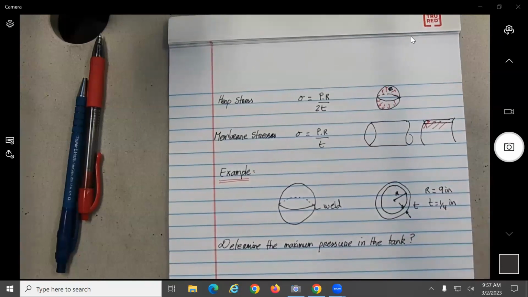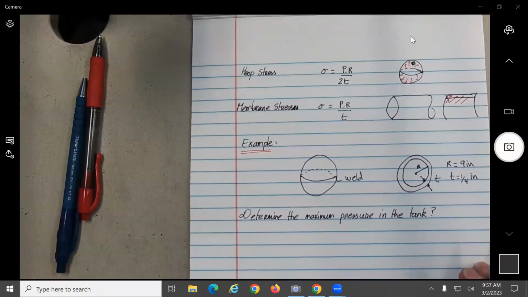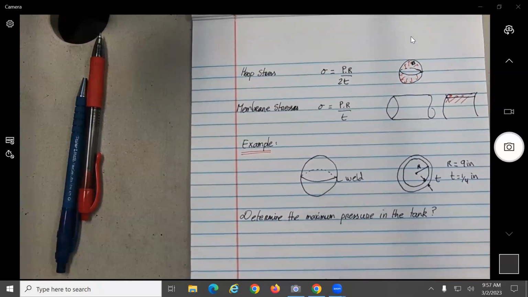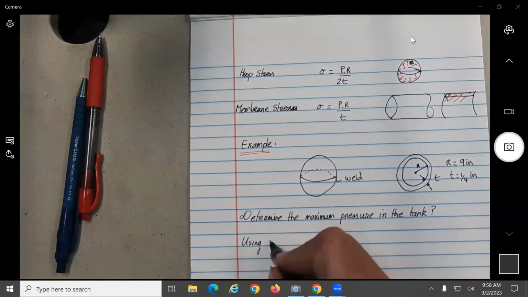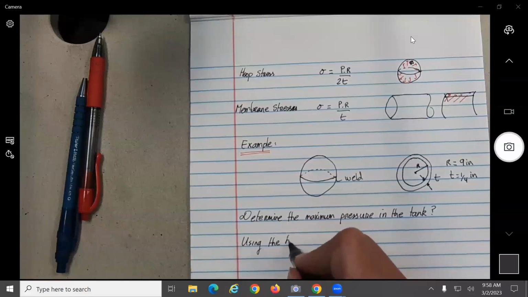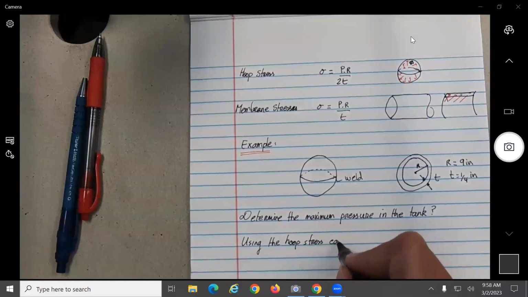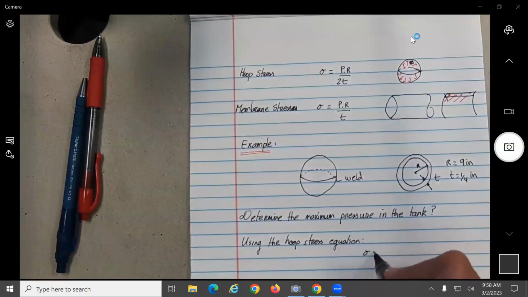So basically, it's a direct application. In this case, the type of stress that this spherical tank would be subjected to will be hoop stress. So using the hoop stress equation, it will be sigma equals PR over 2T. Okay, so maybe we're going to need something else here in this problem to solve it.